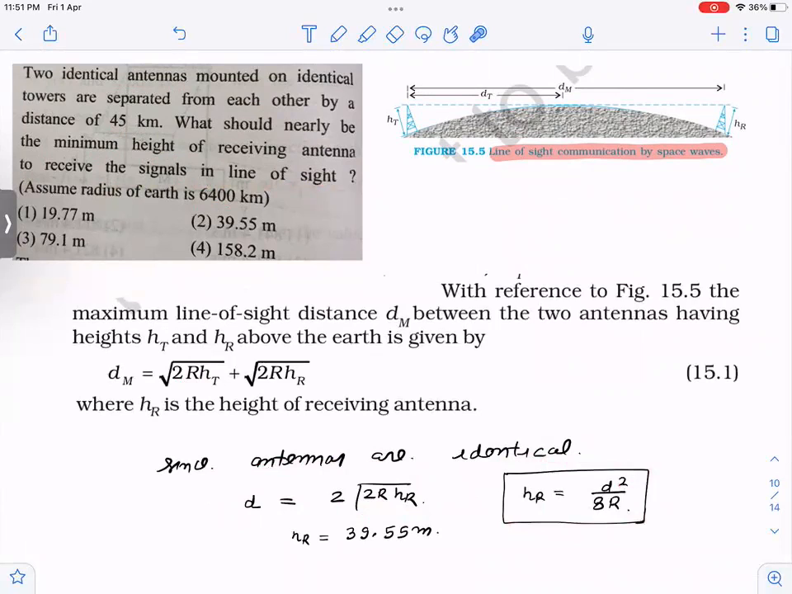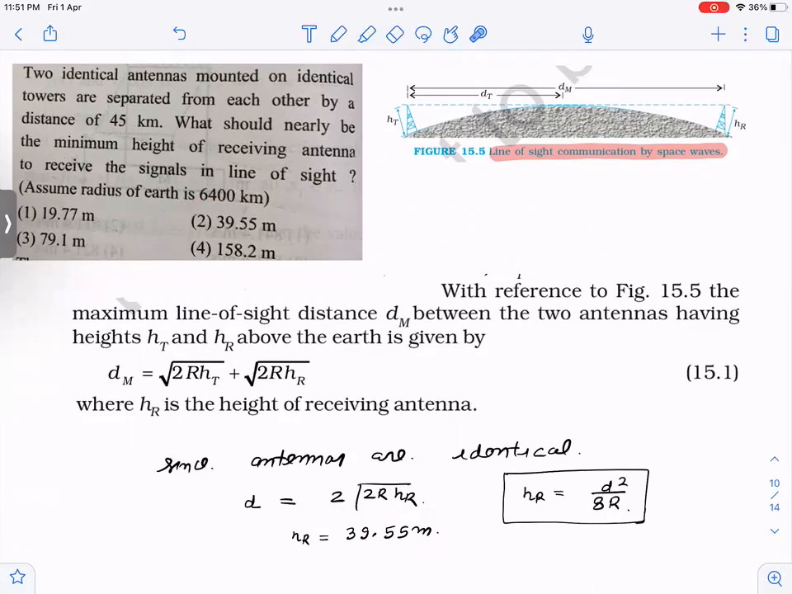HR is equal to D square by 8R. D is 45 kilometers. R is 6400 kilometers. That will give us 39.55 meter, right? So that is the height we are talking about. The height of the antenna is nearly 40 meter. The radius of the earth is 6400 kilometers. So that is why we neglected it there, right? It's a very good approximation.